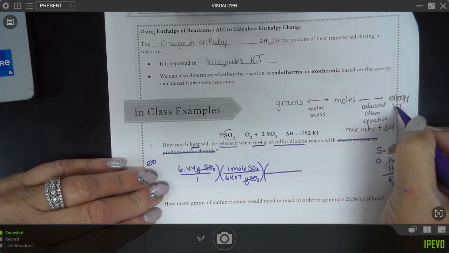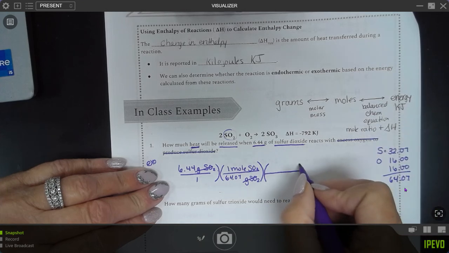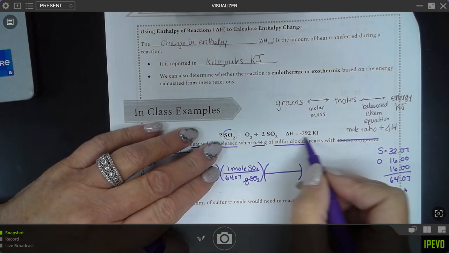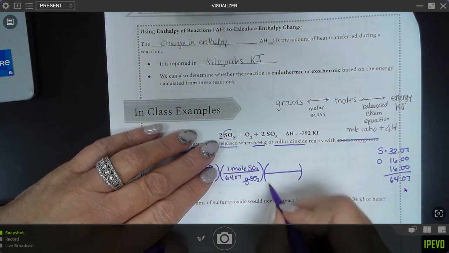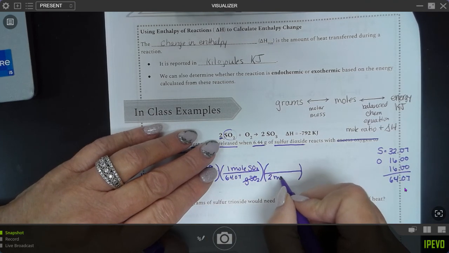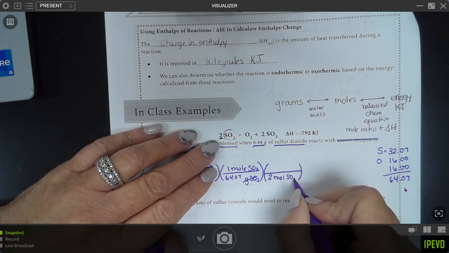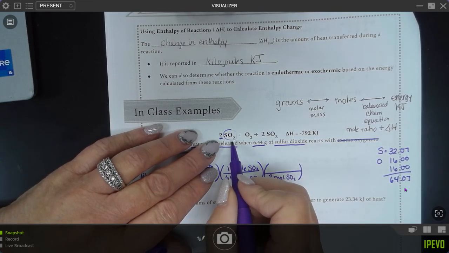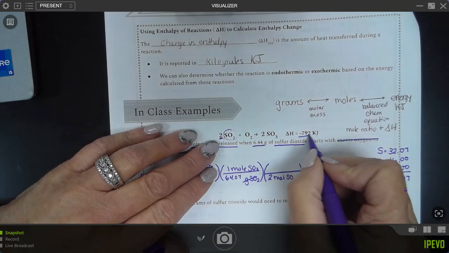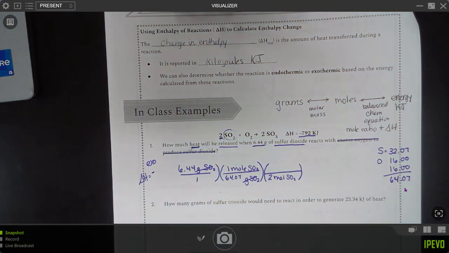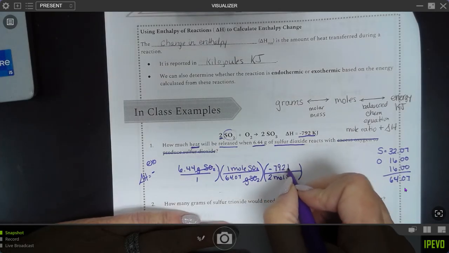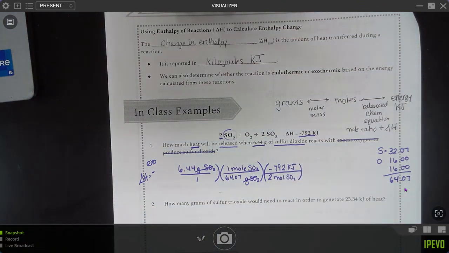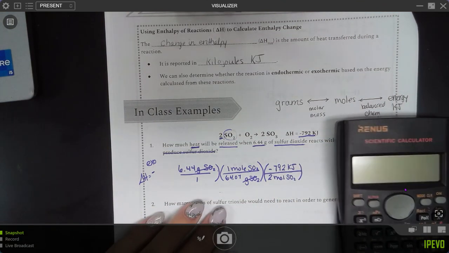We want to go all the way to energy. So to do that, we're going to use our balanced chemical equation. Okay, so we have 2 moles of SO2. And for every 2 moles of SO2 produced, 792 kilojoules of energy will be released. So minus 792 kilojoules. Okay, so let's calculate this.